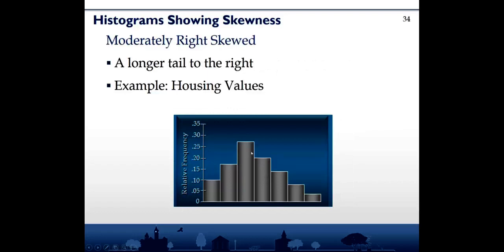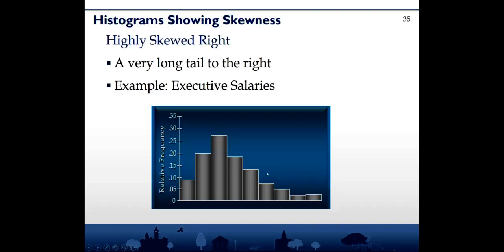You can have right skewed, where you have a longer right tail, but this is not highly skewed because you don't have a very long right tail. It's moderately right skewed. And this is highly skewed right. You have a very long right tail. For example, executive salaries. Most salaries are around this price range, but you have very few, very high salaries towards the right.